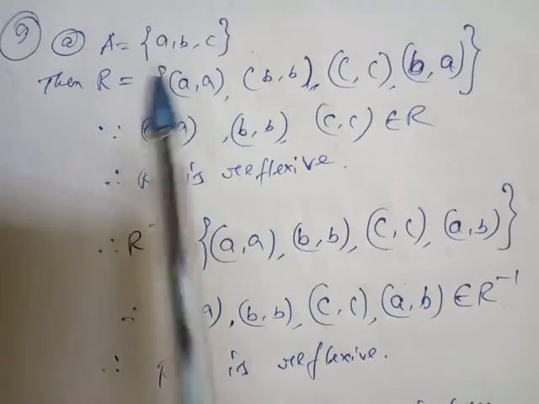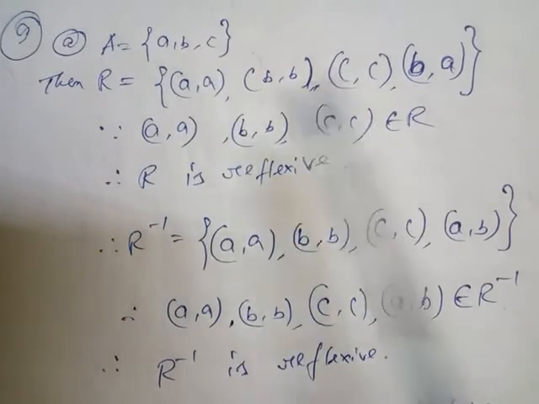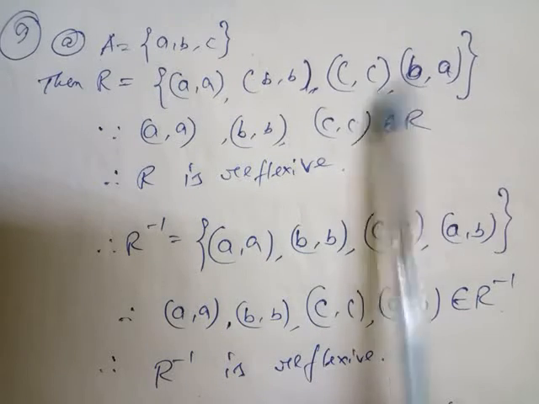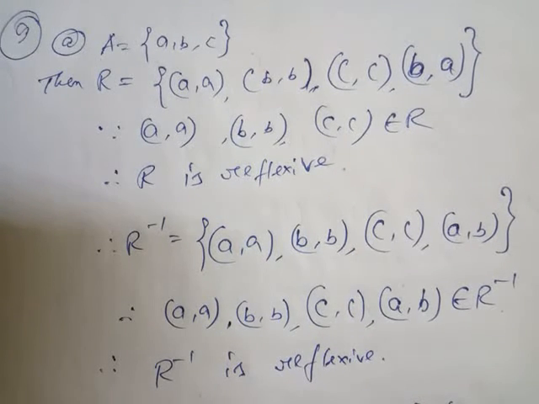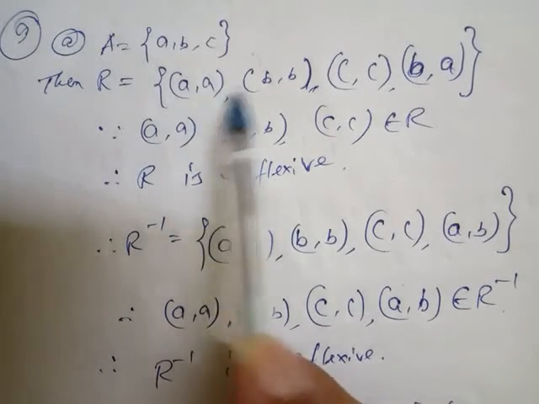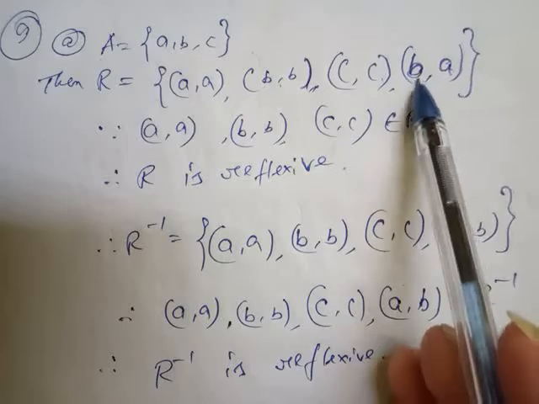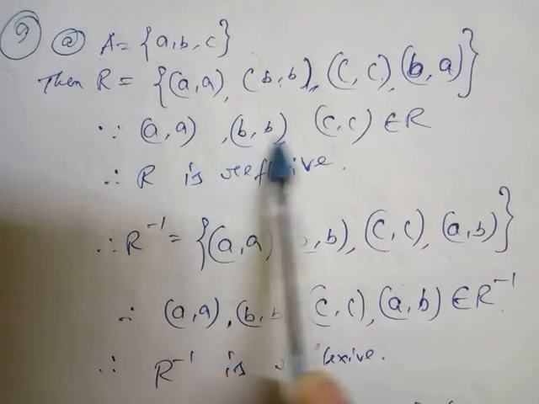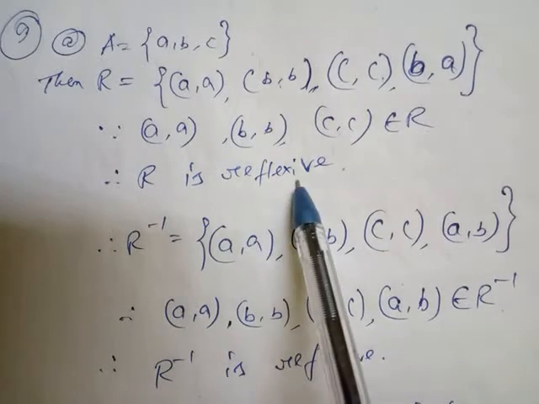Look student, let A equal to {a, b, c}, the elements. Now relation R is {(a, a), (b, b), (c, c)}. Since in the question it is said that if R is reflexive, then R inverse is also reflexive, we have to check whether it is true or false. Now look, (a, a), (b, b), (c, c), and (b, a) I have written here. Now look, this belongs to R, so R is reflexive.